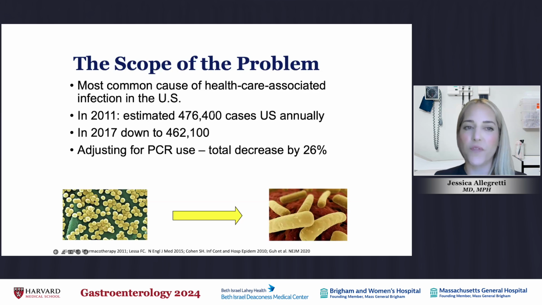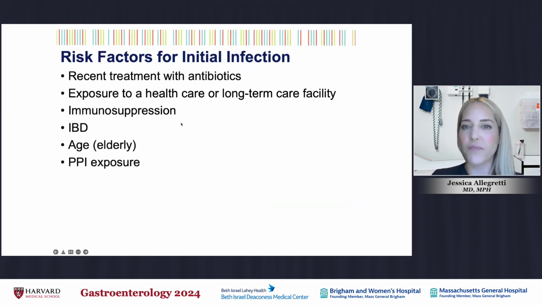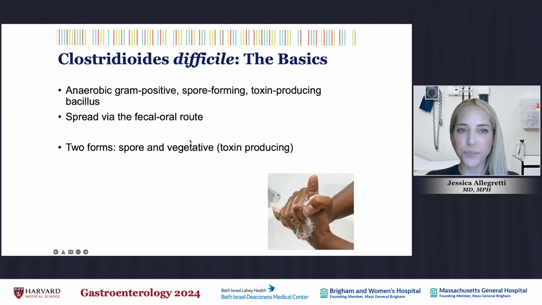So let's start with the scope of the problem. C. diff remains the most common cause of healthcare associated infection in the US, with an estimated 500,000 new cases in the US annually. There are several risk factors for initial infection, including recent treatment with antibiotics, exposure to healthcare or long-term care facilities, immunosuppression, inflammatory bowel disease, even in the absence of immunosuppression, elderly age, and PPI exposure.